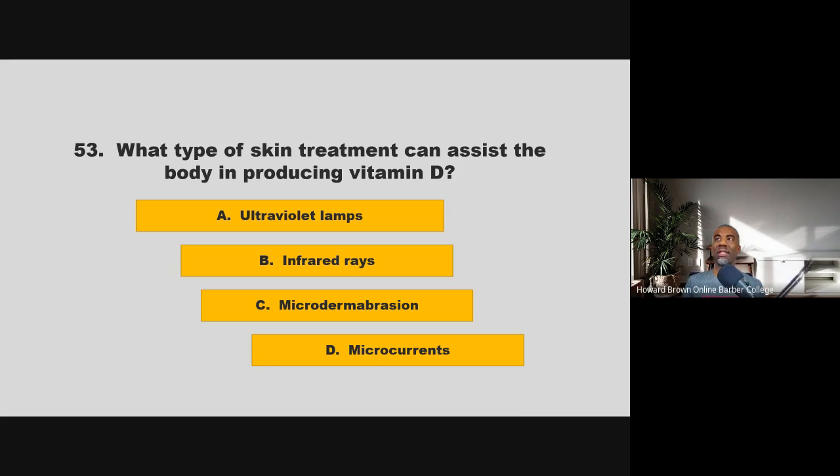What type of skin treatment can assist the body in producing vitamin D? Is it ultraviolet lamps, infrared rays, microdermabrasion, or microcurrents? If you chose A, ultraviolet lamps, you are correct.